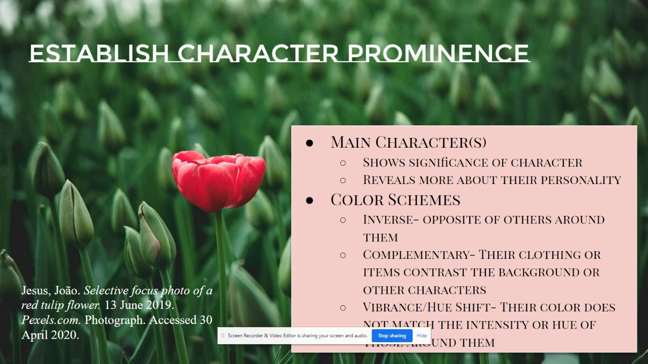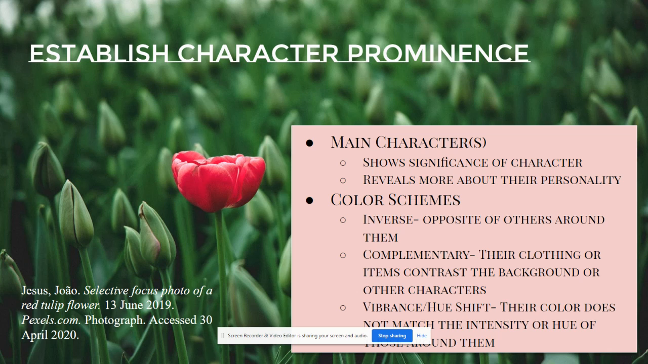This is usually main characters, and colors can show the significance of a character to the plot, and you can reveal more about their personality. And this is done through a few different color schemes. You can have an inverse color scheme, where it's the opposite of others around them. So if the main character, for example, is wearing a green shirt and red pants, those around the character would be wearing a red shirt and green pants.